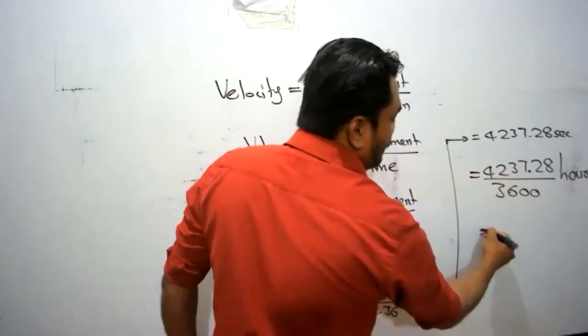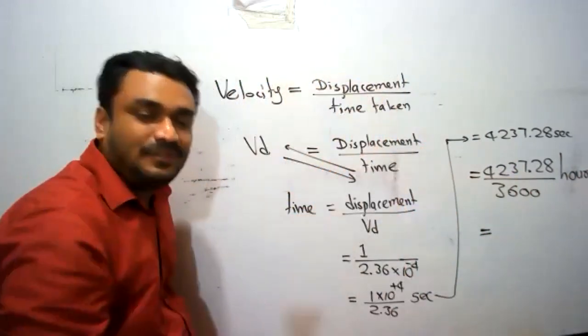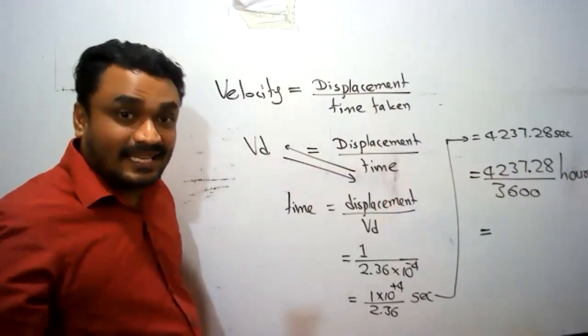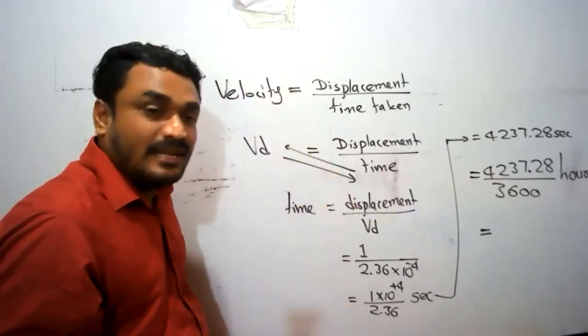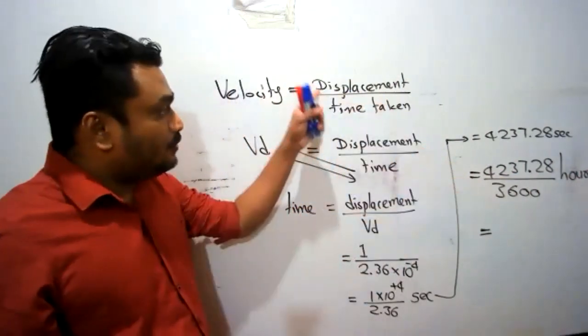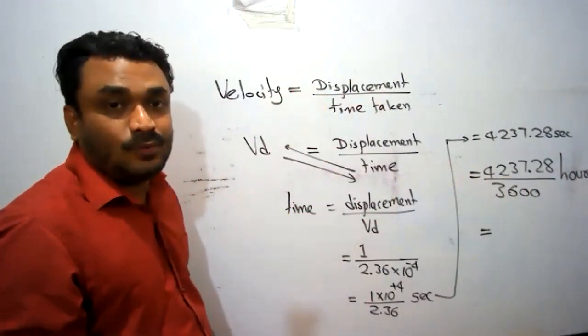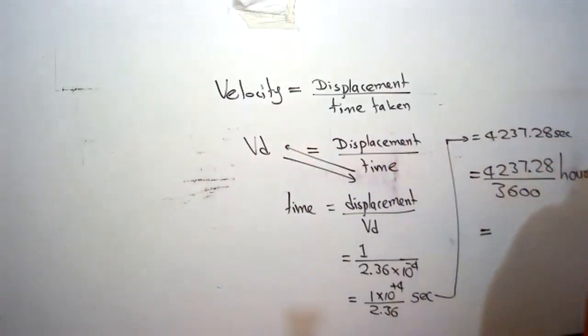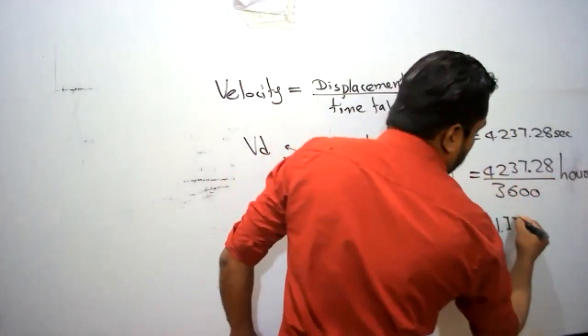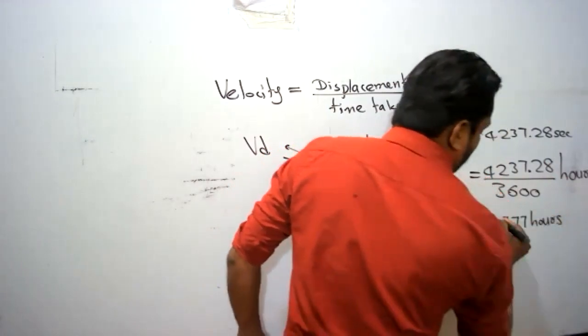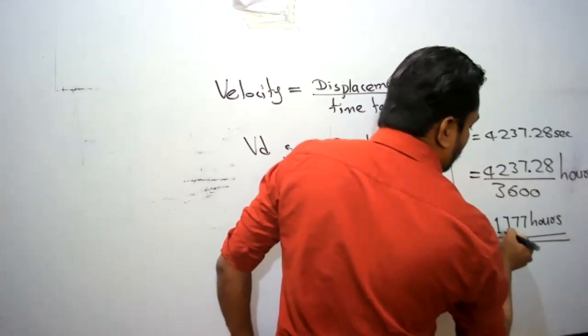So calculate the time taken for an electron to travel from one end of the wire to the other end. The length of the wire is given as 1 meter at the beginning. We are going to find the time taken for an electron to travel from one end to the other with this drift velocity, because now electrons are moved due to a current. How many hours? If you divide it, you will get 1.177 hours.